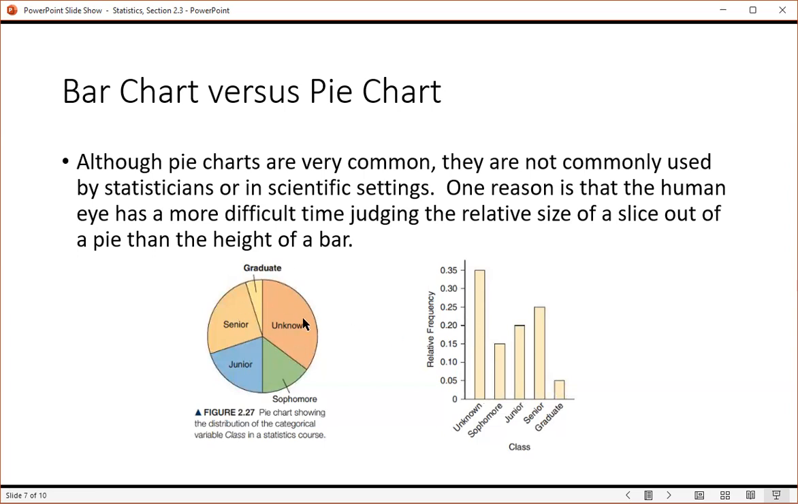But if you try to do that here, if you're trying to compare this slice of pie to this slice of pie, it's harder to tell that the unknowns is close to double the size of the juniors. It's easier to compare the height of bars than it is to compare the size of slices, right? And so that's why you see bar charts more commonly with statisticians or in scientific settings, where accuracy is really important. You see pie charts in less formal settings.